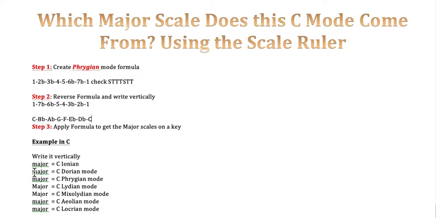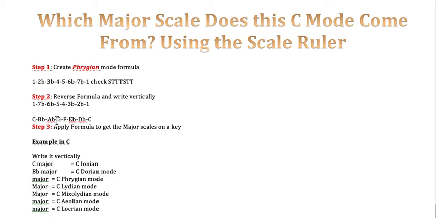So for you to align them, you just write them vertically. So the C major scale has the same notes as you have in the C Ionian mode. And the next one is the B flat major scale. Its notes are the same as the C Dorian mode.